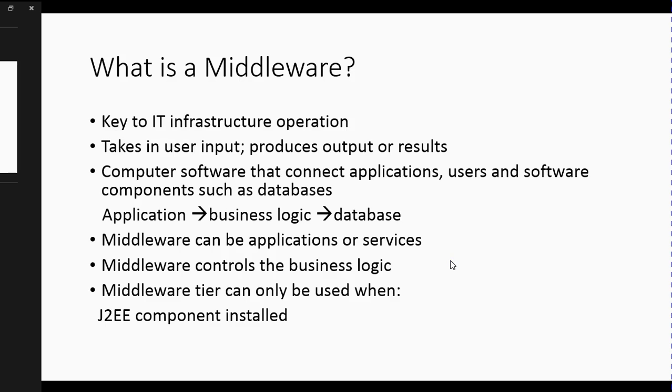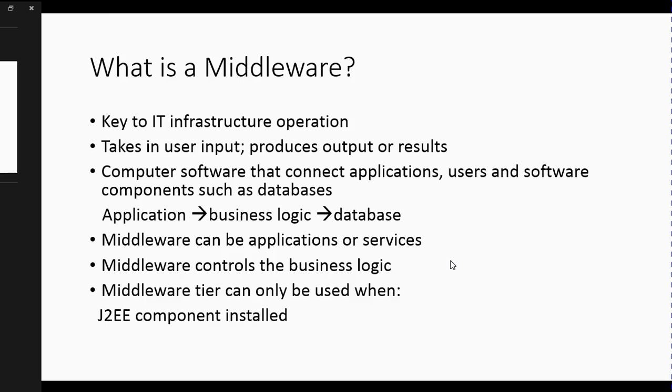And then the middleware can be basically a set of applications or services. And as I've already told you guys with the Yahoo example, what the middleware is doing is it has all the different applications that are part of it, and then when you submit a request, it presents the application that responds to your request.